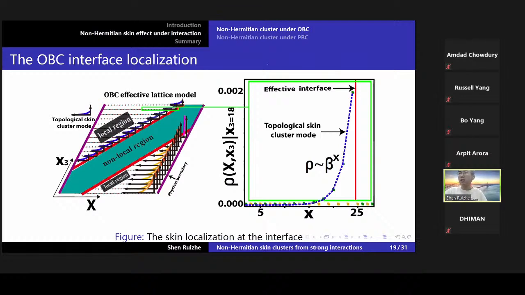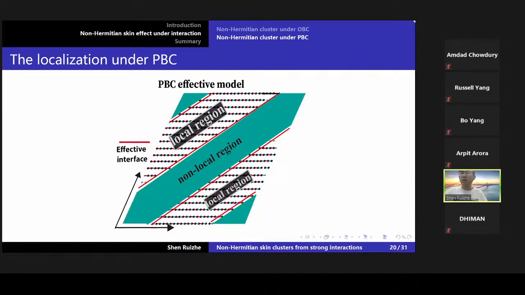That's really interesting, because skin localization usually requires the physical boundary. It means the physical cutting off. But in our model, we found that the interface, which comes from the interactions, can also host the skin localization, even if it's not a real boundary. So it will be interesting to check our model under PBC.